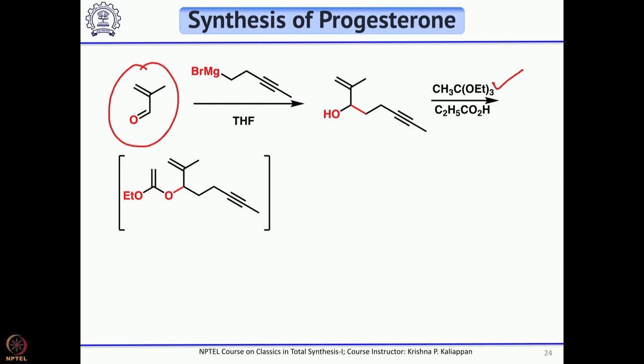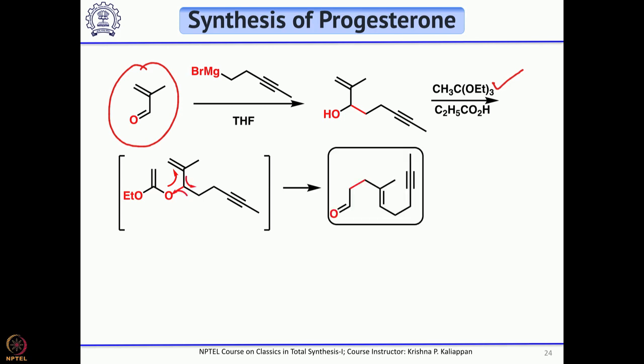Once you have this intermediate, as you can see here, this is a 1,5-diene, it can undergo the Claisen rearrangement to give the corresponding ester. That ester is reduced and oxidized to get the corresponding aldehyde. In two steps, after this you have to reduce with LAH, then oxidize under Swern conditions and you get the aldehyde.